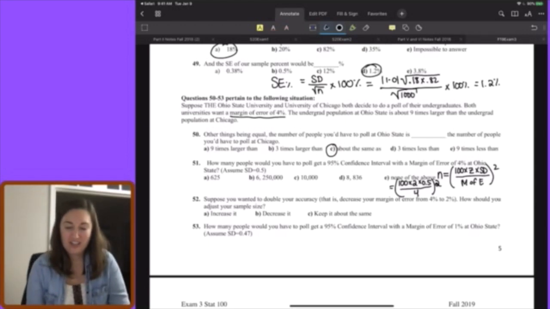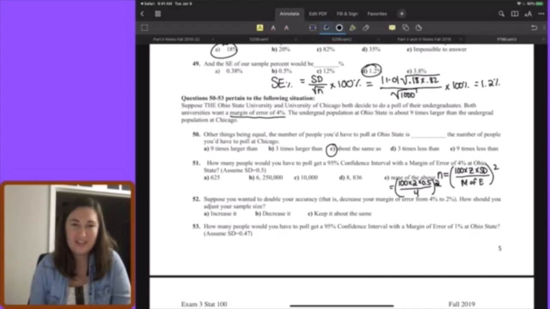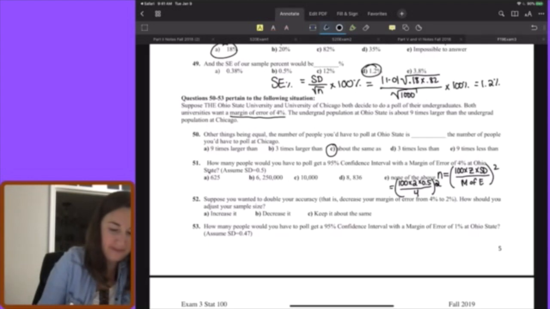So let's see, 100 over 4, 25 squared, right? This should be 625.